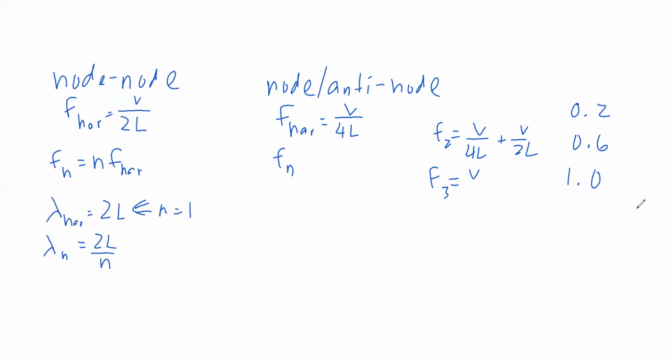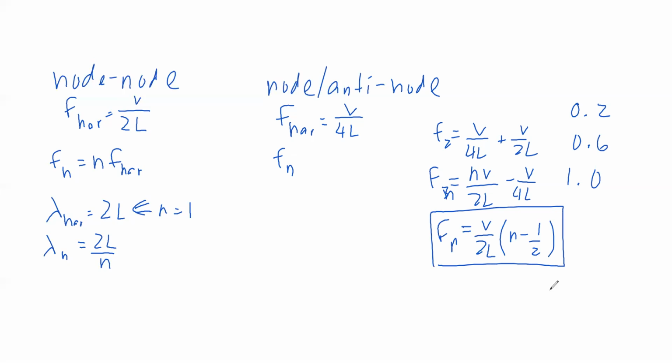Oh yeah, okay. So it would be N times V over 2L minus that constant V over 4L. So F sub N, excuse me. So you'd have F sub N equals what? If you factor out the L's and the V's and the 2's, you get V over 2L times N minus a half. And that is the fundamental, that is all the frequencies that are accessible to the node-antinode pair.